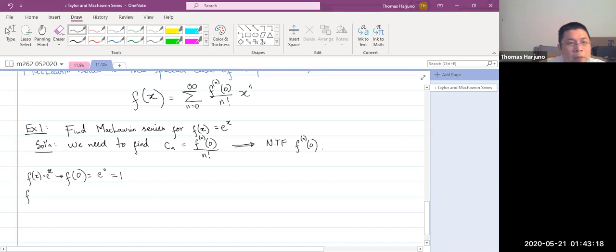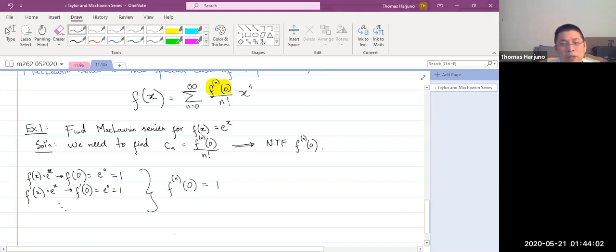So how about f prime of x? That's still e to the x. So f prime of 0 is still e to the 0, which is still 1. And so on and so forth, right? The derivative of e to the x is always e to the x, such that we find out that the nth derivative at 0 for this function is always 1. Do you notice that this is now 1?